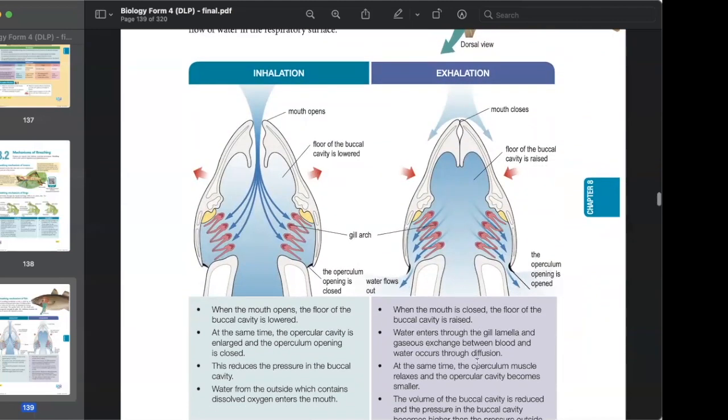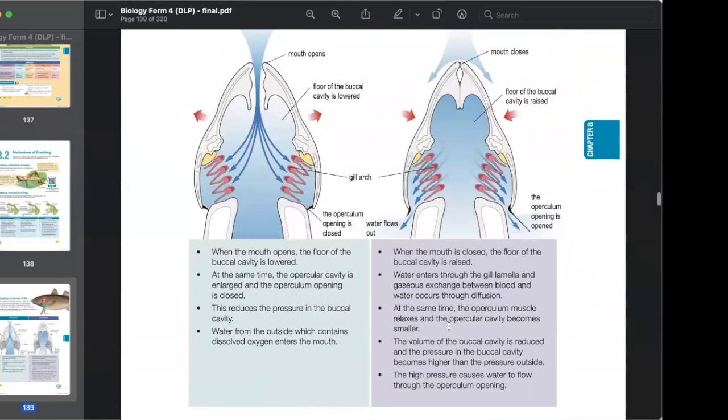Okay, so what will happen? The operculum muscle relaxes and the opercular cavity becomes smaller. And the volume of the buccal cavity is reduced and the pressure in the buccal cavity becomes higher.